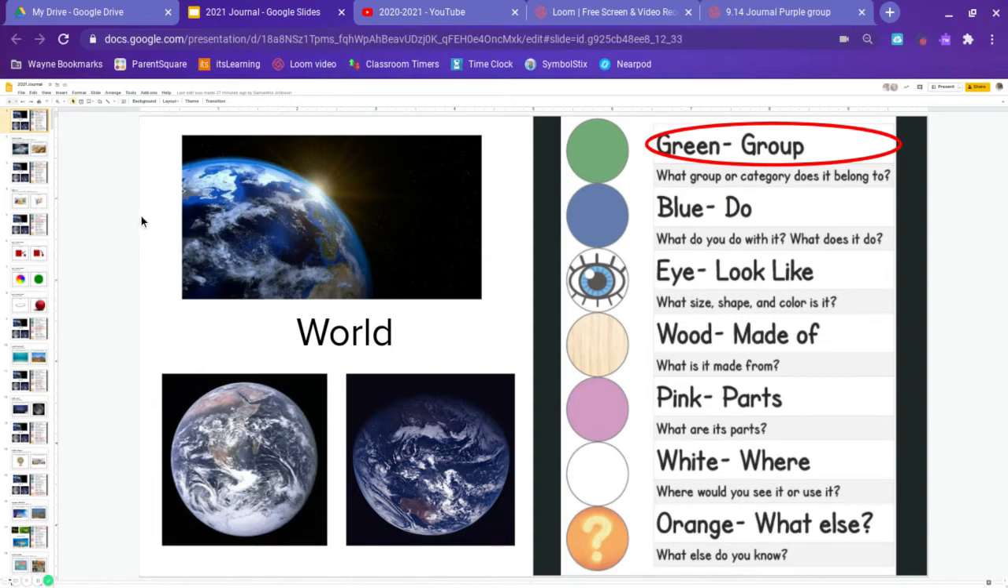We know that green is group, so let's get started. So what group or category could we put the world in? So take a look at it. Well, what does the world have to do with? So what does it have to do with? Take a look at where it is as well. Where could we find it at? That could also be a category we could put it in. So go ahead, and if you guys have not answered for green yet, go ahead and pause the video and answer for green.